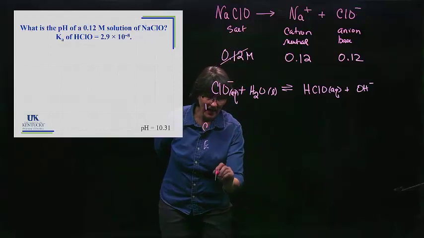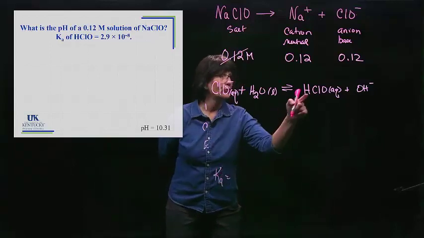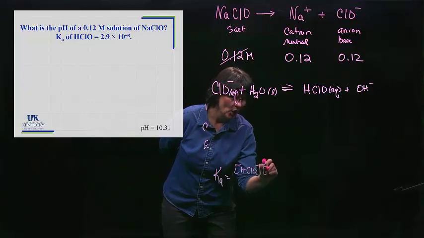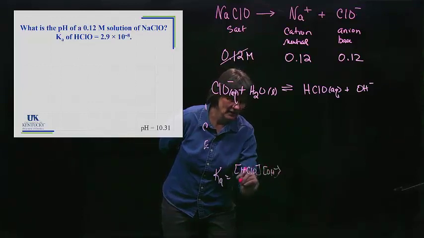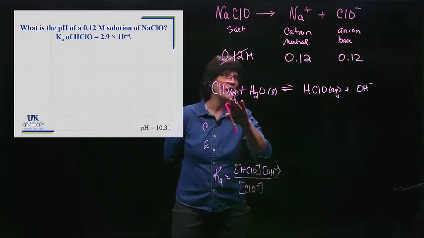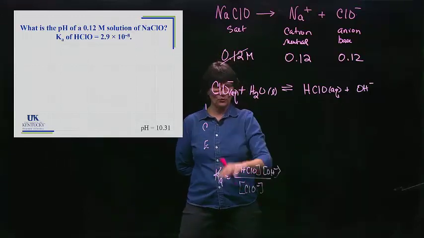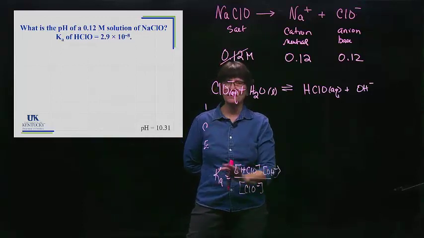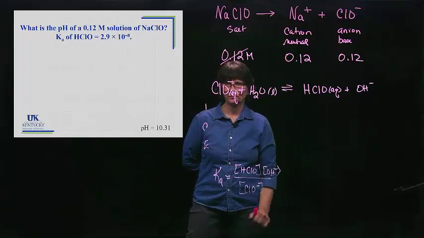We know that Ka is equal to HClO times OH minus divided by ClO minus. All I've done is products over reactants raised to the power of their coefficients. I'll come back to that in just a minute. Let's fill in our table.